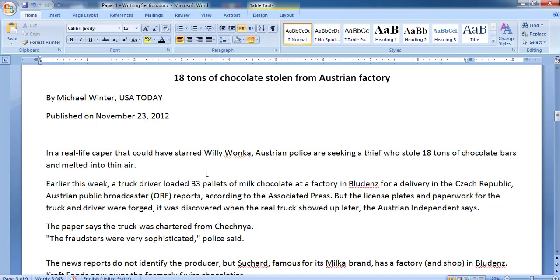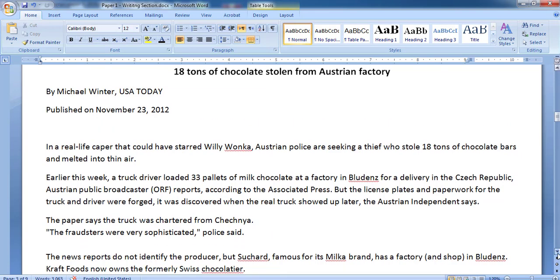This is a sample or an example of a newspaper report relating to chocolate. "18 tons of chocolate stolen from Austrian factory" by Michael Winter, USA Today, published on November 23rd, 2012.